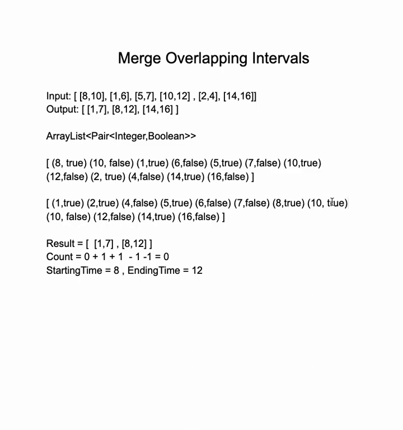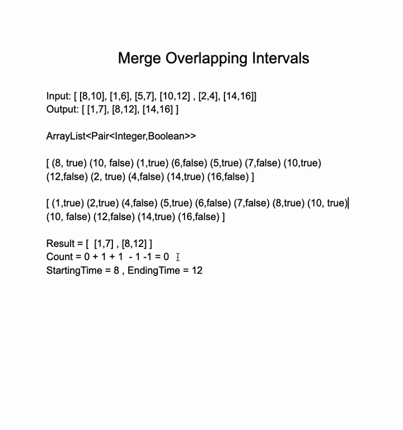8 comma 10 would be one interval, and 10 comma 12 would be another interval, and we would not be able to merge those two intervals. But since those two are overlapping intervals, 8 comma 10 and 10 comma 12, we need to merge them. So we need to always give precedence to the starting time, and then give precedence to the ending time if both the key values are same. So this is our second interval.